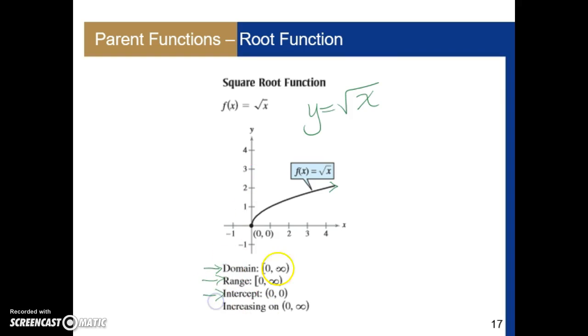There's only one x and y intercept, that is the point of origin, and this function is increasing everywhere on its domain. This function has no symmetry. This is not an even or odd function. This is all the information that we can glean from the parent square root function. We could make transformations on it based on what we know about the graph and the behavior of this parent function.